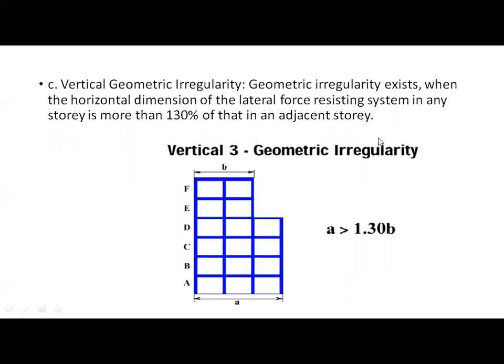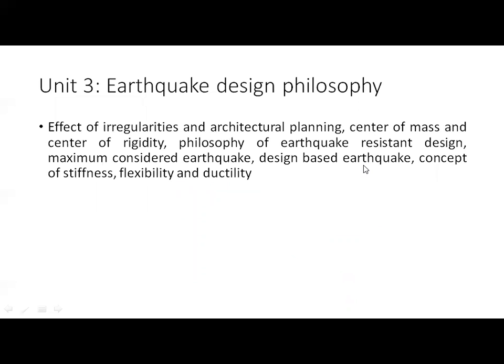I already have given you an assignment for this unit number 3rd. Also write down the assignment. Fast you write, only 1 to 2 minutes are remaining. Write down: effect of irregularities and architectural planning on the structure.